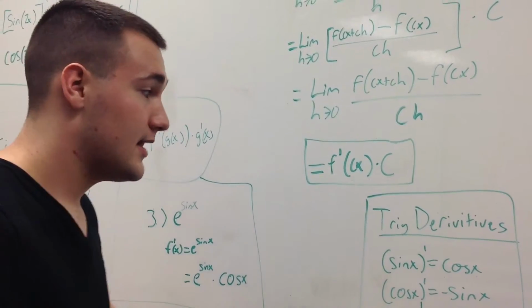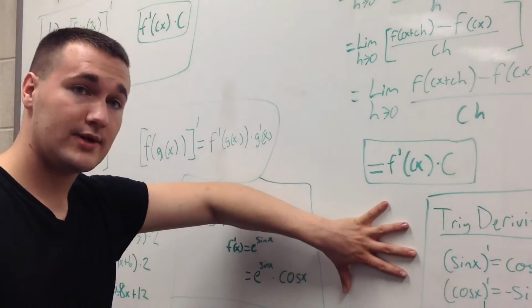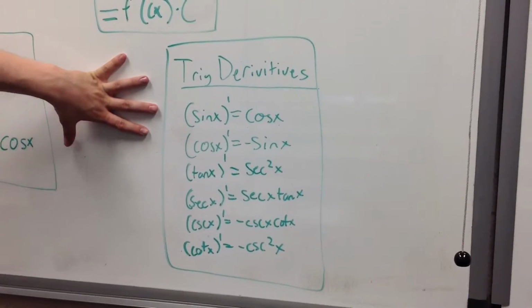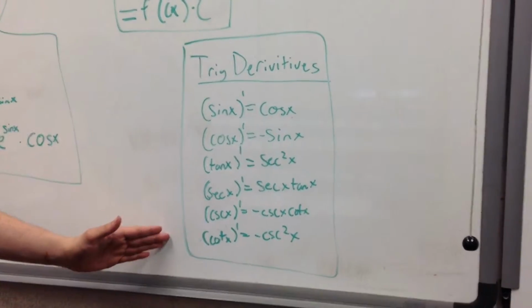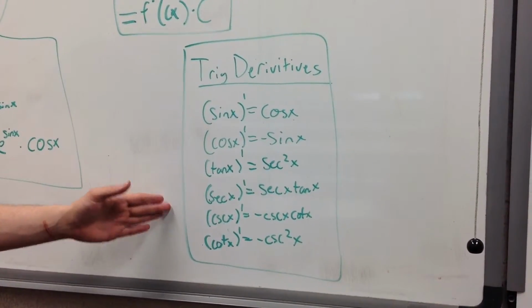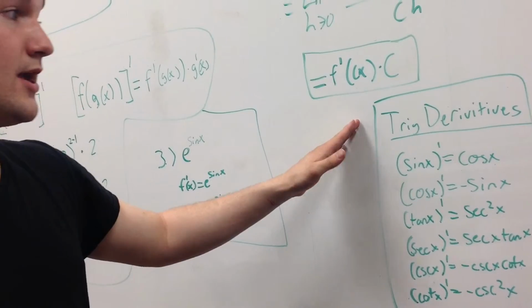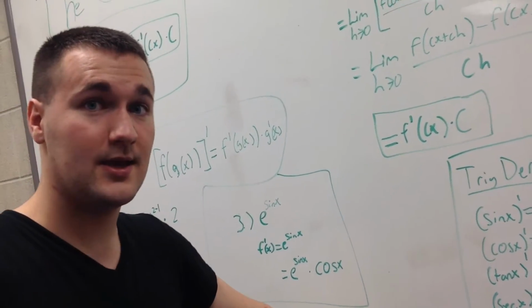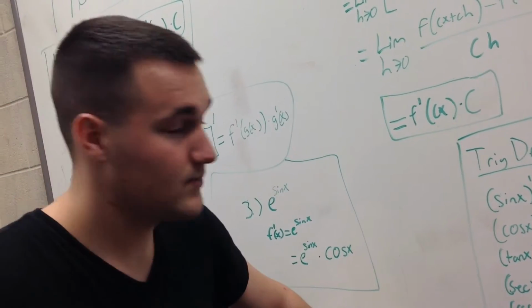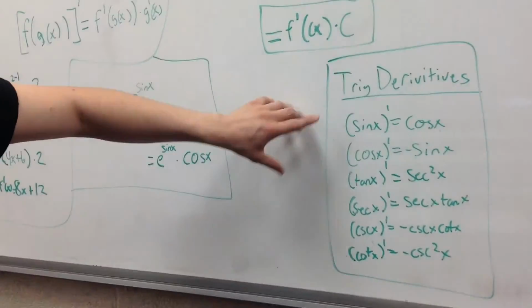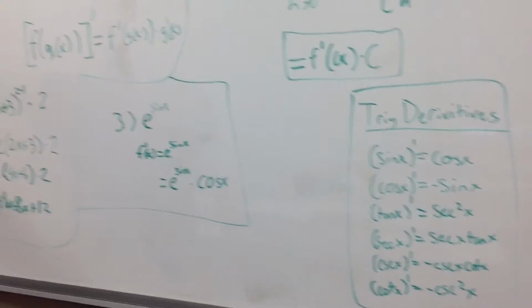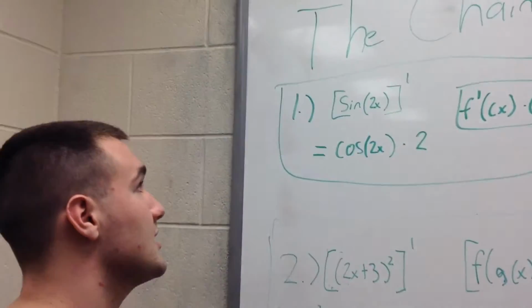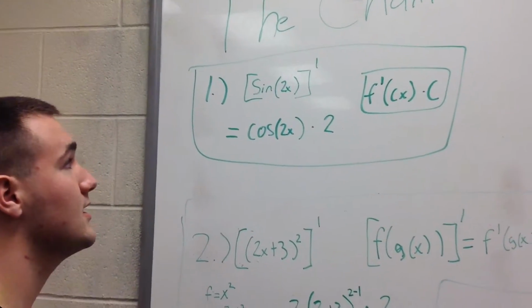Now before we start, I want to say something really important in case you don't know trig derivatives. These are very, very important. If you don't know trig derivatives, doing the chain rule will do you no good, because if you don't know what the derivative of a trig function is, then you can't solve your equation. So let's start with a really basic one. We're going to do sine 2x, prime over the whole thing.